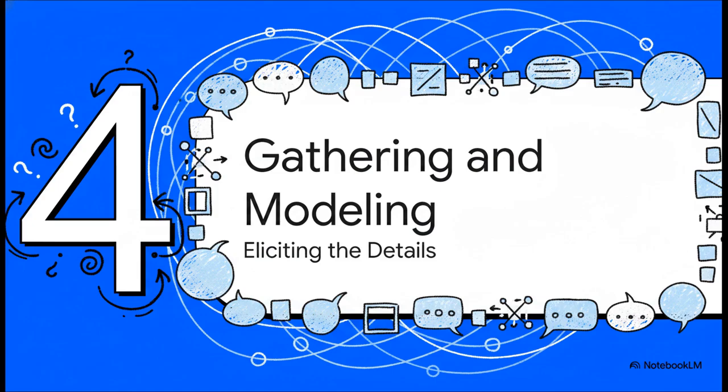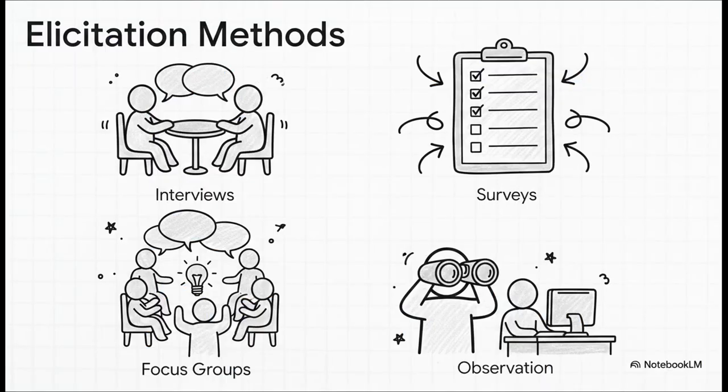Section 4, gathering and modeling. Eliciting the details. Here's the thing. Users almost never know exactly what they need, or they forget to mention massive, unspoken assumptions. So engineers can't just ask one person and call it a day. They have to use a bunch of different methods.